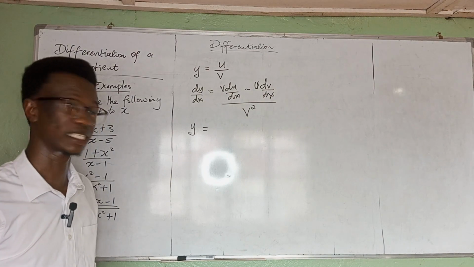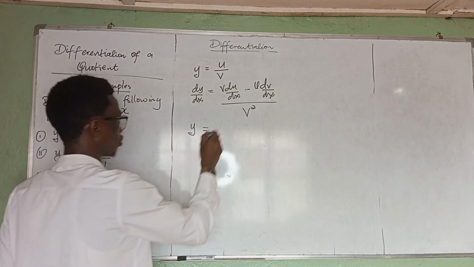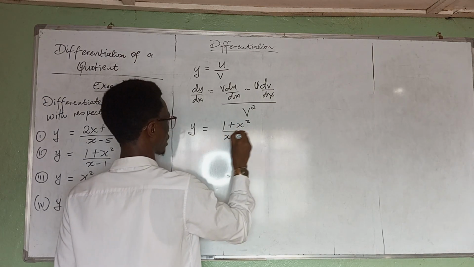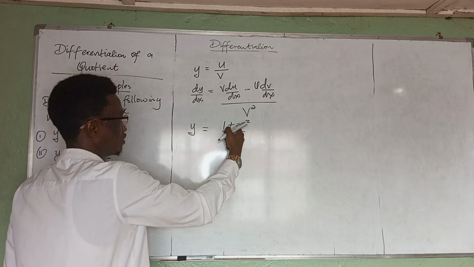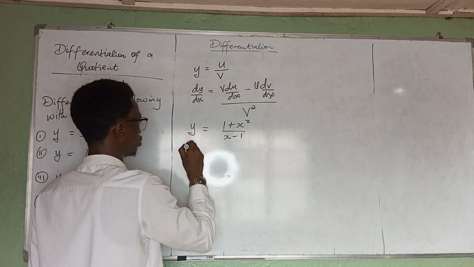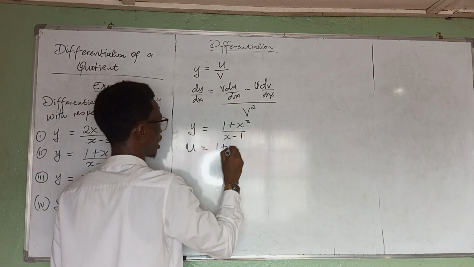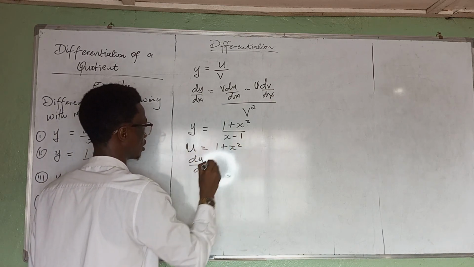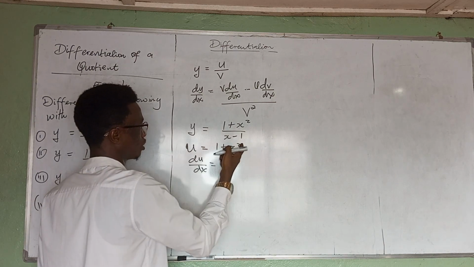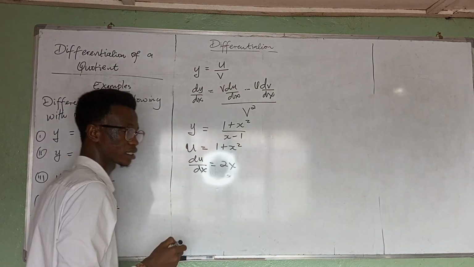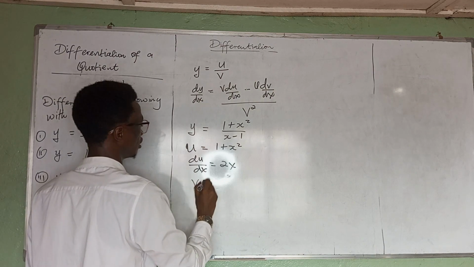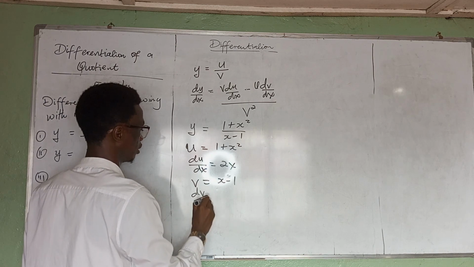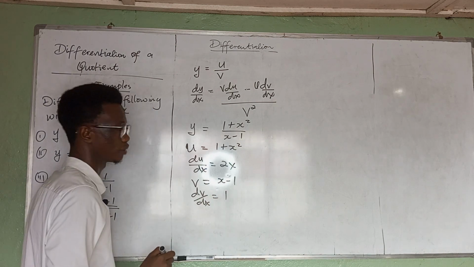Let's look at the next example, which says y equals 1 plus x square divided by x minus 1. The same thing again, you identify your u and v. So let your u equal 1 plus x square. You differentiate, du by dx equals, this is 0 and this becomes 2x. Now v is equal to x minus 1. We differentiate, dv by dx equals 1.